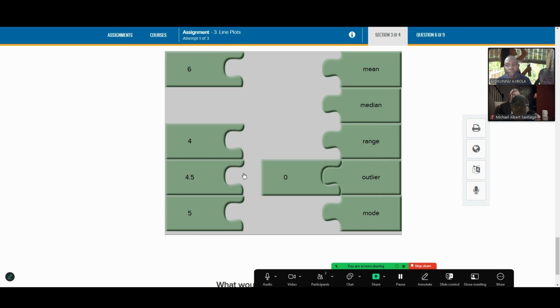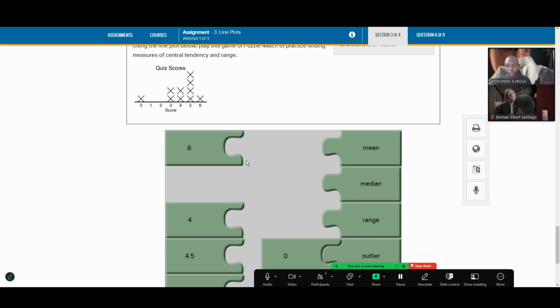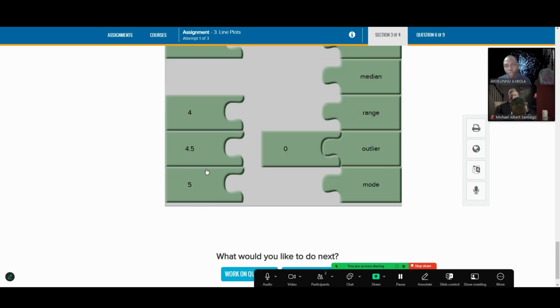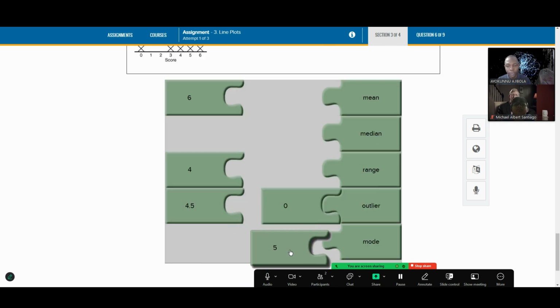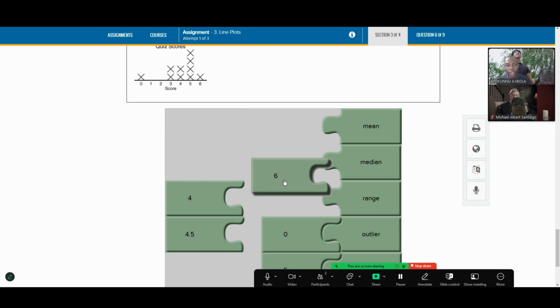So if we say 4.5, but let's check the median first. The mode is 5. So if we say the mode is 5, we are right because it's the highest. Now talking about the mean, median, and the range. The range is 6 minus 0, which is 6.